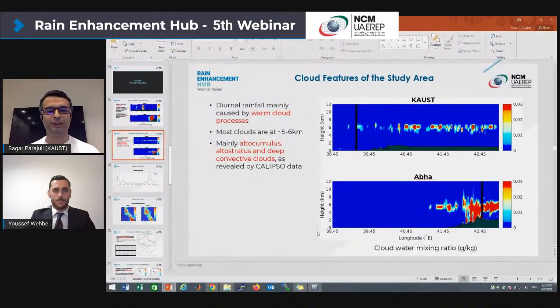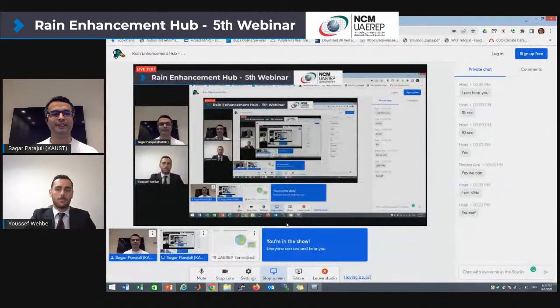I showed you here that at certain times there are very deep convective clouds, but I guess it depends on where we want to get the rain. Where there are deep convective clouds, there is already rain happening. For example, in Ava, it's already raining there. We may not want to do cloud seeding there, right? Because we want to do cloud seeding more in the coastal area.